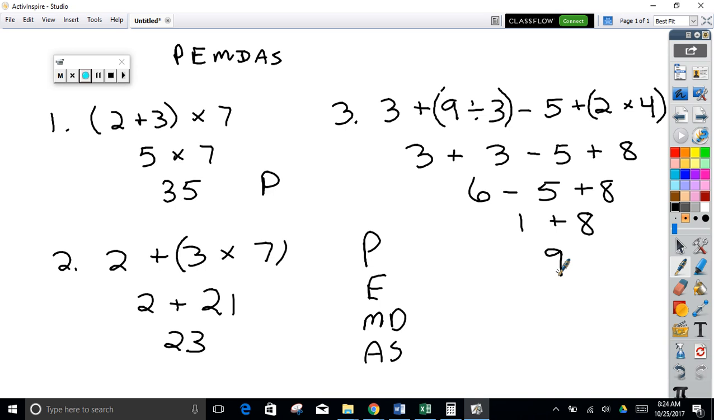Same thing holds true for multiplication and division. You multiply and divide from left to right, going in order. Multiplication is not more important than division. They're on the same level. Okay, any questions about this?